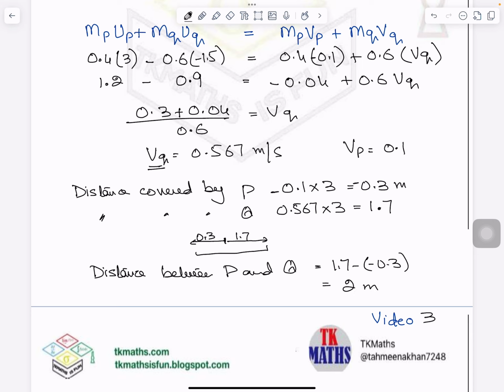So this is how you will solve the question. I hope you understood this question. If you have any query, you can write in the comment box.